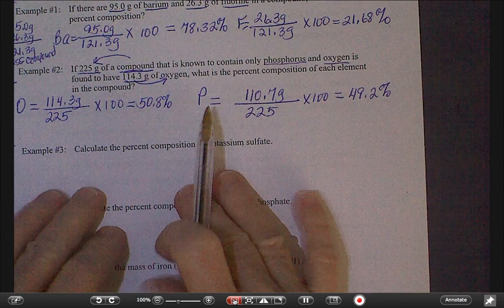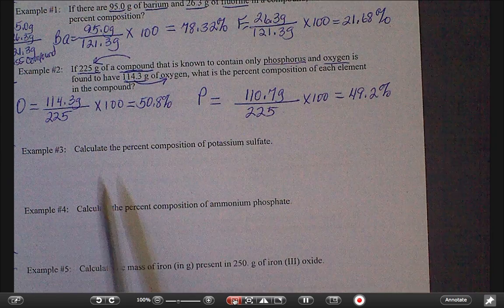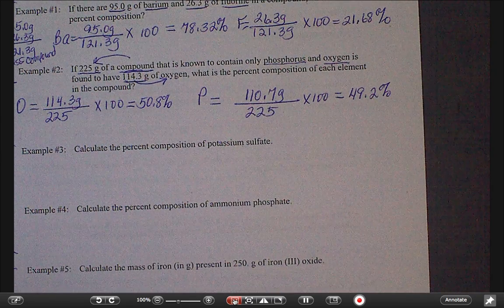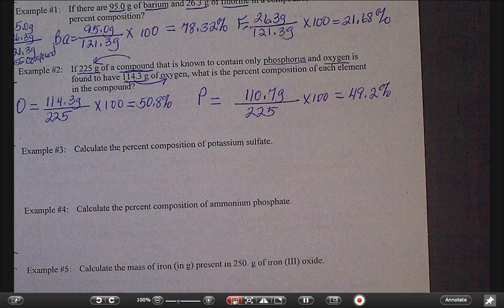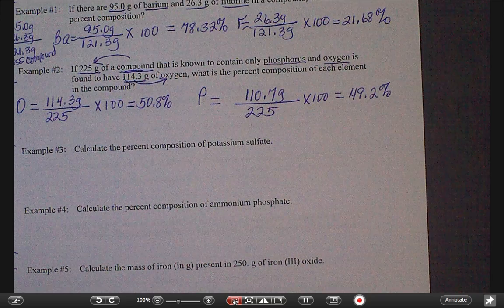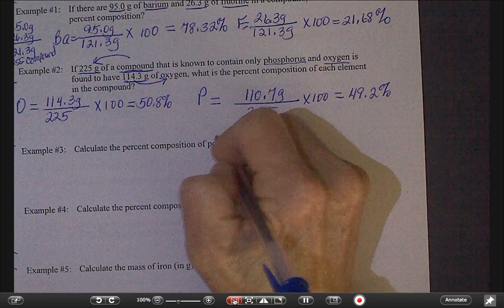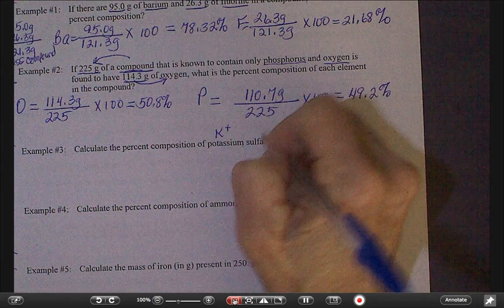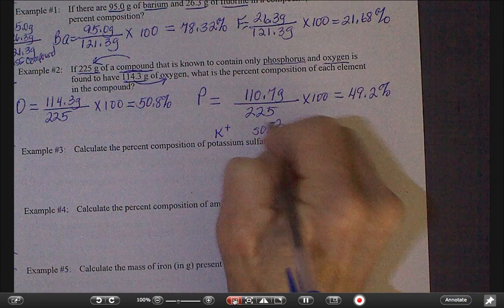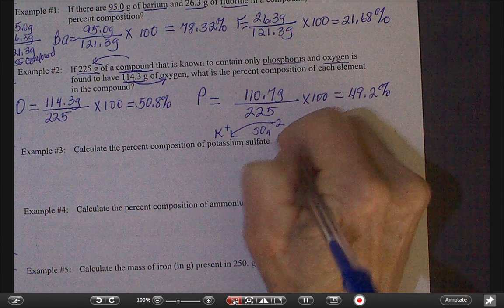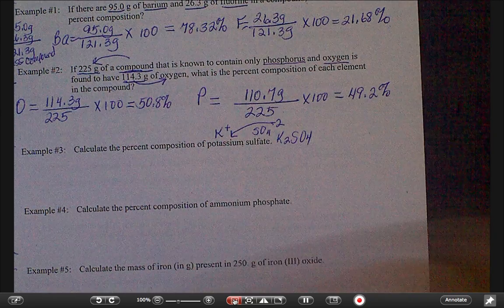All right, now here's the next set. Now then, do you see that they gave you no numbers? You've got to find the mass of the compound. First we have to write a correct formula. K plus 1, SO4 minus 2. Crisscross, who gets the 2? Okay, so there's our formula.